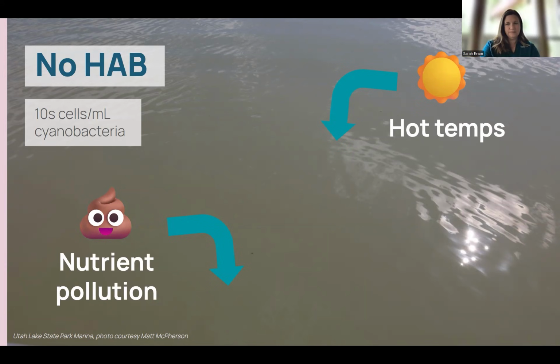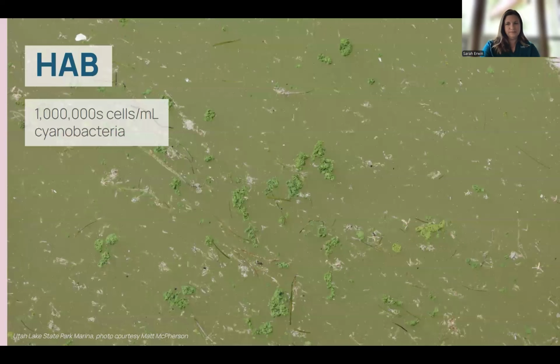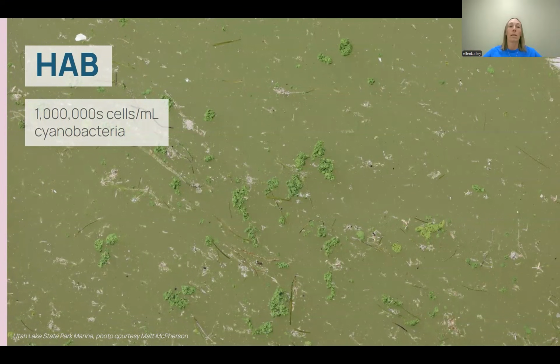Moving on, we've added the hot temperatures and nutrient pollution. And now we're seeing cells in the millions cells per mL of cyanobacteria. And here we're starting to see them as little globules, but this is starting to be a concern, and it's starting to dominate other types of growth in the lake.